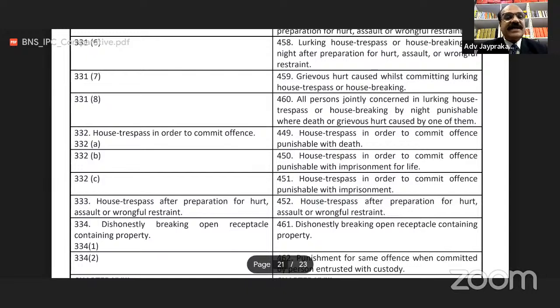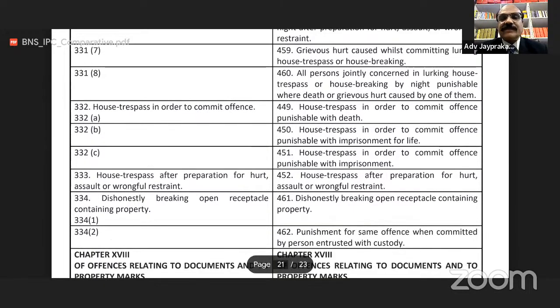BNS section 331(8), all persons jointly concerned in lurking house trespass or housebreaking by night punishable where death or grievous hurt caused by one of them. Its earlier section was in IPC 460.